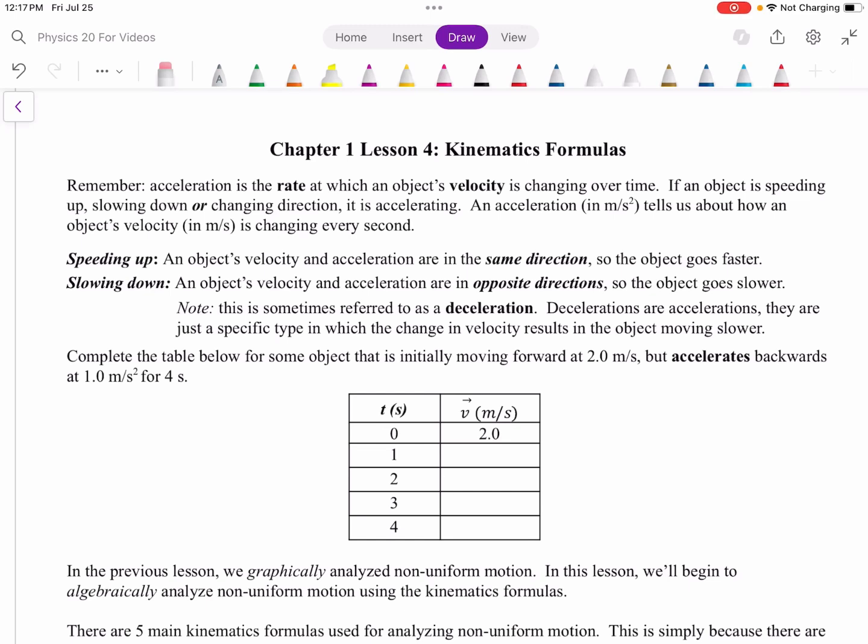Alrighty, folks, so we'll move on here to Chapter 1, Lesson 4. We're going to be taking a look at some kinematics formulas in this lesson.